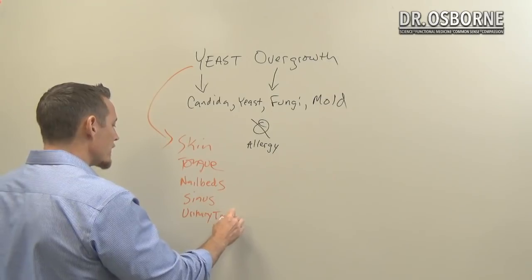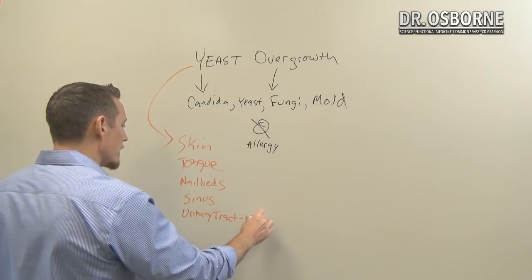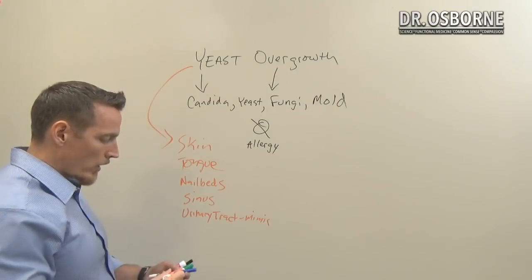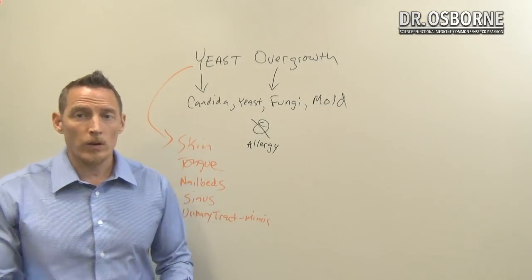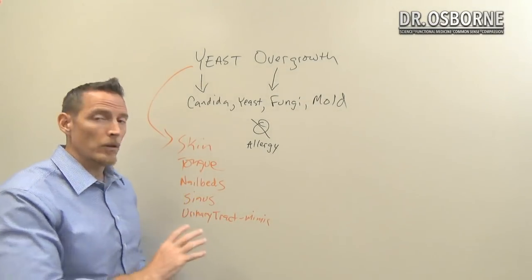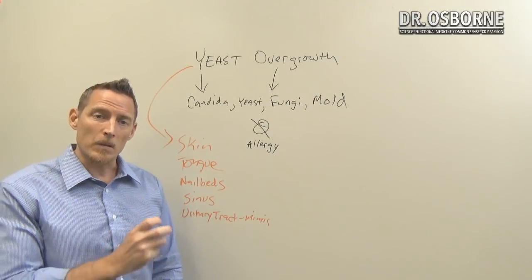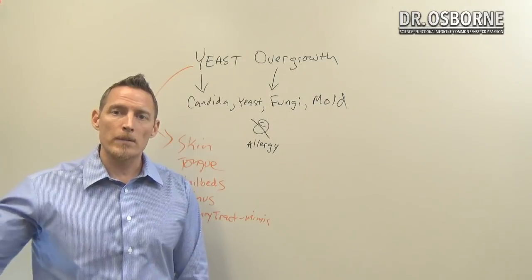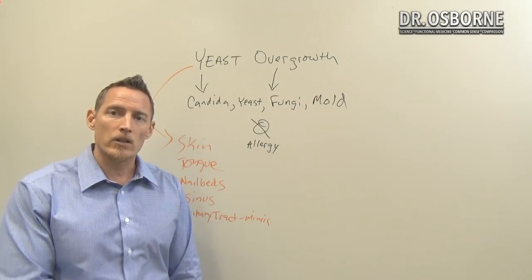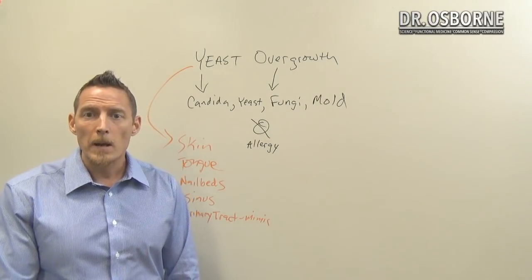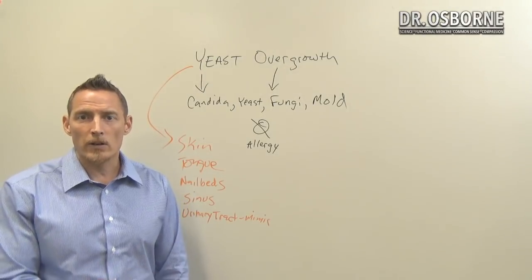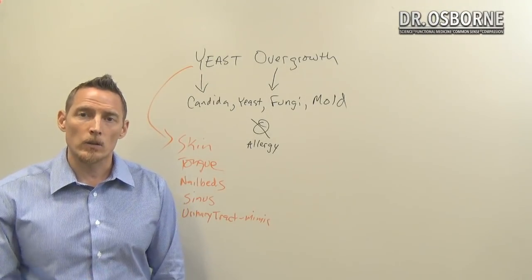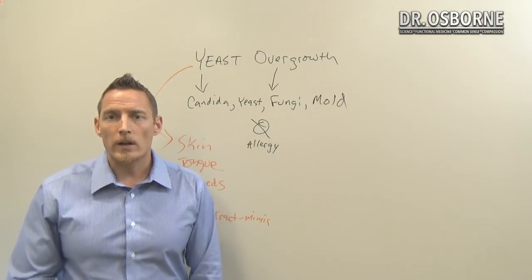So, and they oftentimes will mimic a bacterial urinary tract infection. A lot of women, and again, a lot of women, because that's where I see it the most, will have a urinary tract infection. Their doctor will prescribe them an antibiotic. The urinary tract infection doesn't go away and actually gets worse because it's not really a bacterial urinary tract infection. It's a fungal or yeast-based urinary tract infection.